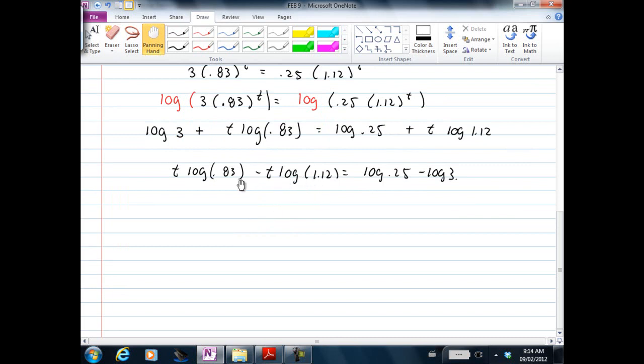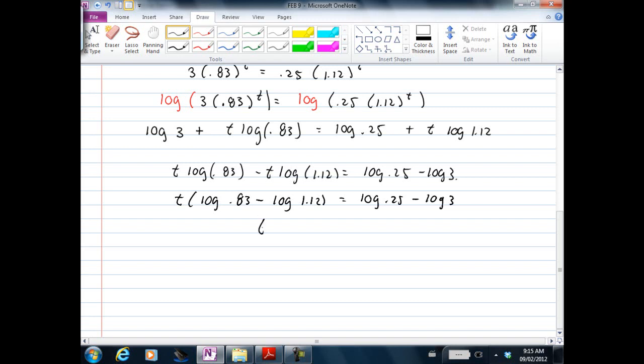Whoa, before you divide, take out a t. See, I can factor the t. Log 0.83 minus log 1.12 equals t log 0.25. Oh, someone's light bulb just went on. Log 3. Guys and gals, we're almost done. Only one more step to go.